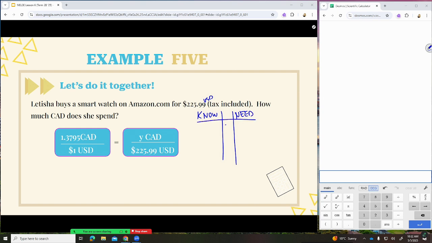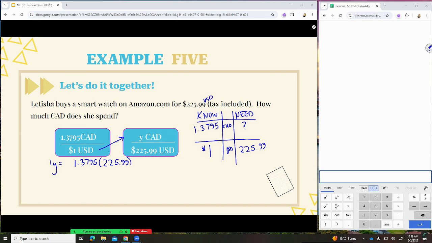So we know, now we're talking Canadian dollars, we're putting Canadian on top. That 1.3795 Canadian is equal to $1 American USD. We want to know how much she's going to spend in Canadian dollars, so that's our question mark, but we know that it's $225.99 USD. So we're going to do the same thing where we can cross multiply. 1 American dollar times y gives us 1y, and that is equal to 1.3795 times 225.99 American.